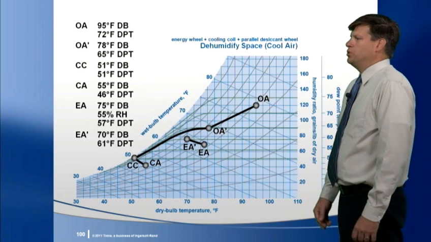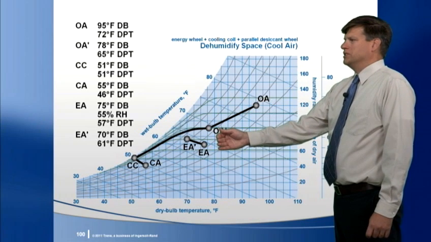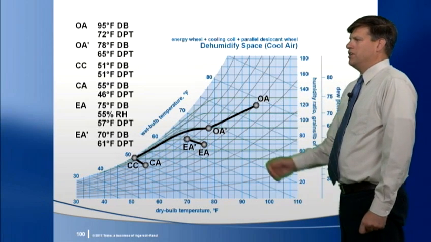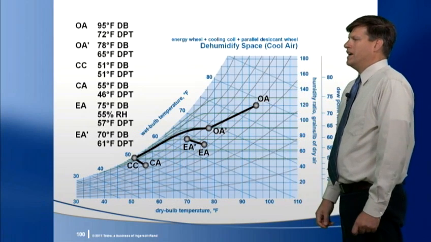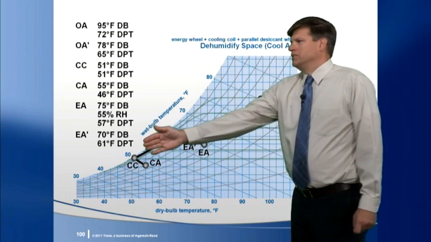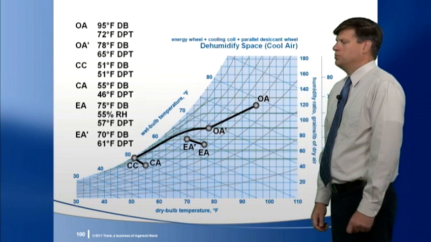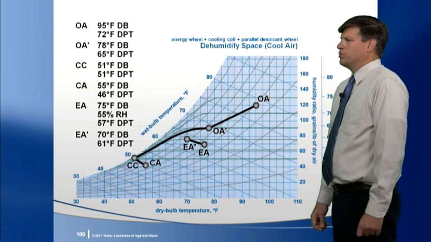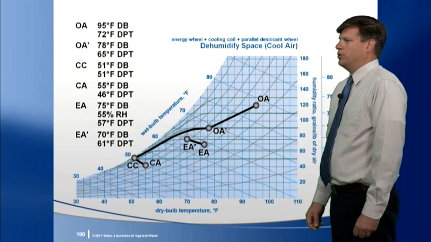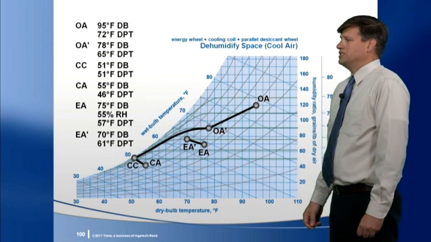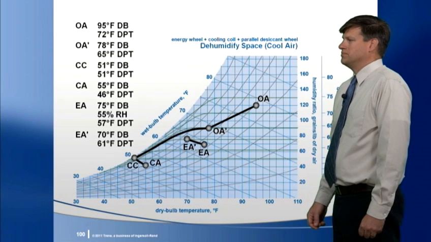For this dual path, dual wheel unit, outdoor air is pre-cooled and dehumidified by the energy wheel. Then the air is dehumidified by the cooling coil down to 51 degrees. And finally, the air passes through the desiccant wheel, which further dehumidifies the air to our 46-degree dew point. This absorption process releases some sensible heat, warming the air to 55 degrees dry bulb. An equivalent to 9 degrees of reheat energy is saved, and cooling capacity is reduced by 41%.